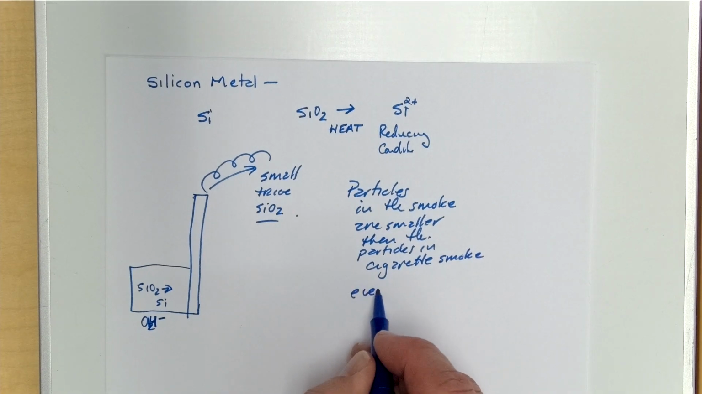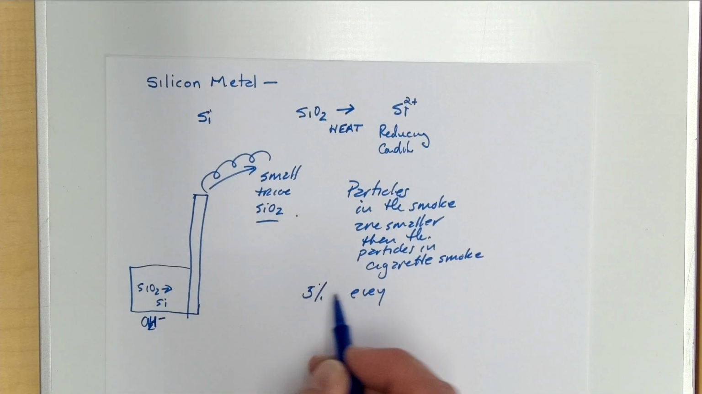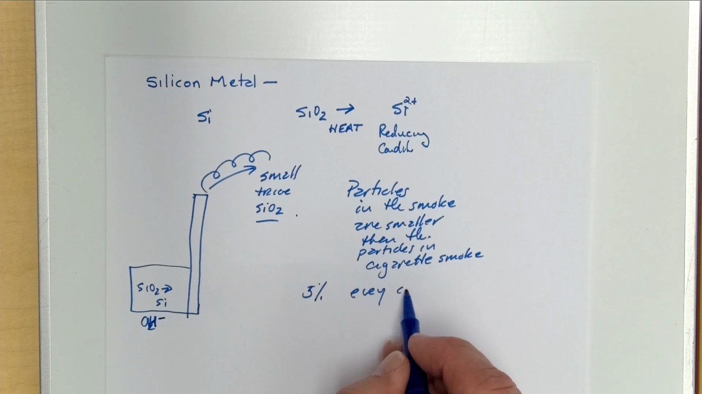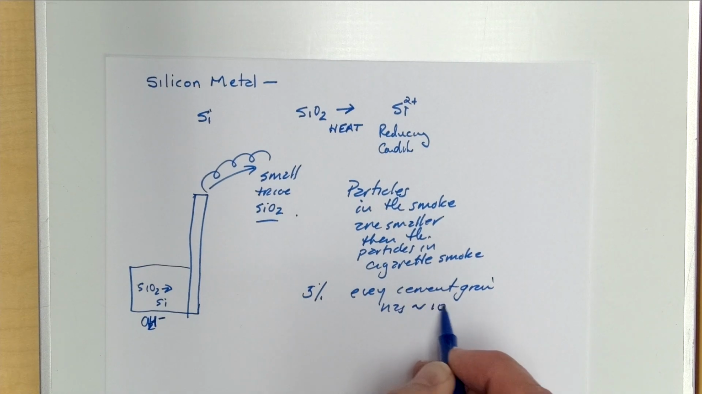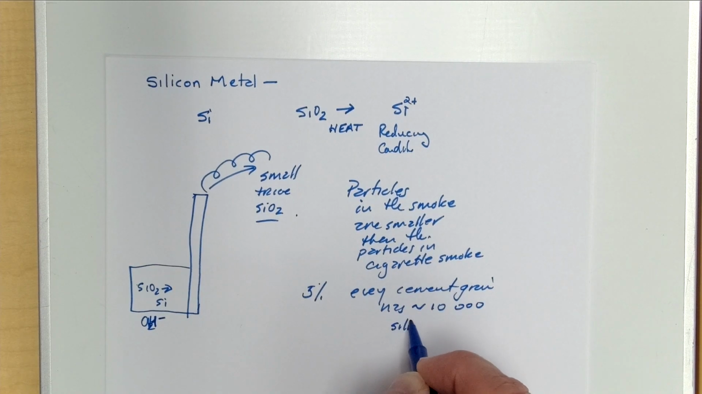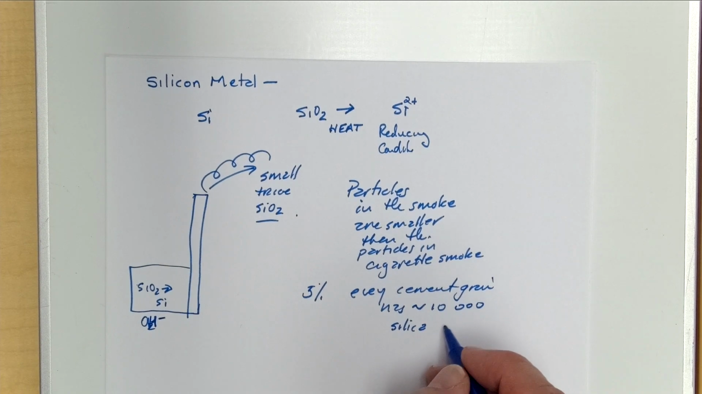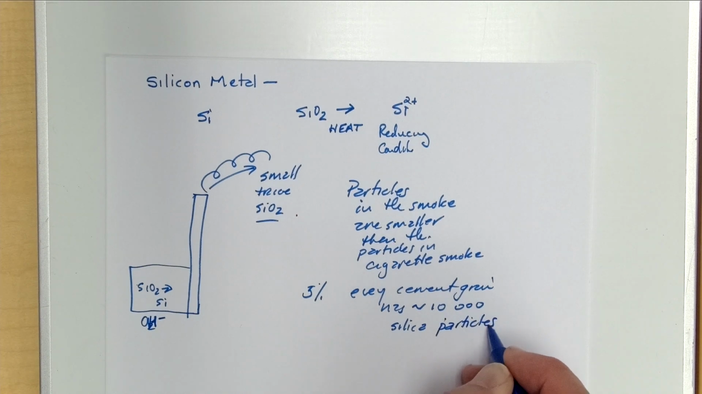If you're at 5% in concrete, every cement grain has about 10,000 silica particles. Now these are collected up the smokestack, so what shape are they going to be? Just like the particles of fly ash, right? They're collected, they're liquid, and they're cooling, and they cool as a solid, but they're a droplet when they were liquid, so they're a sphere. But now we have a big problem.